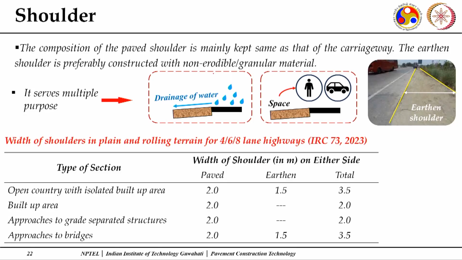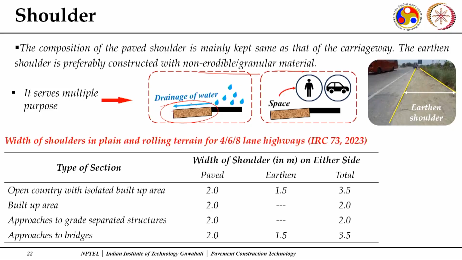The earthen shoulder is preferably constructed with non-erodible granular material. As mentioned in the last slide, the strength, the CBR value, should be more than 30%. An important aspect is that the camber and the integrity of the shoulder are to be maintained in a proper manner. If the shoulder is not maintained properly, then there is no escape available for the vehicles. In case of breakdown, the vehicle has to stand on the carriageway itself. If it stands on the carriageway, the effective width of the carriageway gets disturbed, and the overall movement of the traffic gets interrupted.